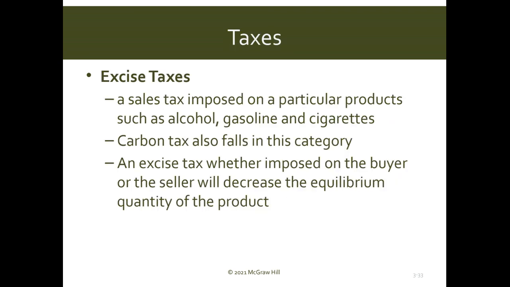Now we have taxes and of course subsidies as well. We will see, using the simple diagram that we have been discussing in chapters 2 and 3 about demand and supply curves. So these are the definitions. I'm just reading this out, and you have to read from your textbook as well. A sales tax imposed on particular products such as alcohol, gasoline, and cigarettes. So basically, an excise tax is a form of sales tax that is imposed on a particular product. Carbon tax also falls in this category.